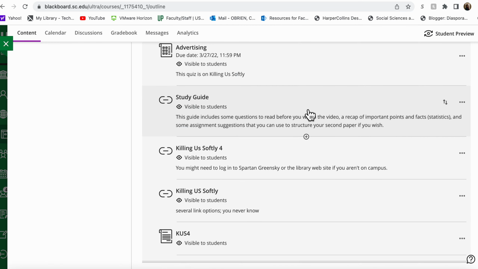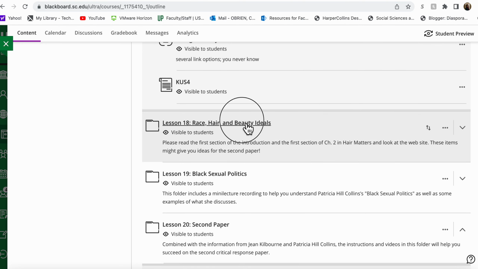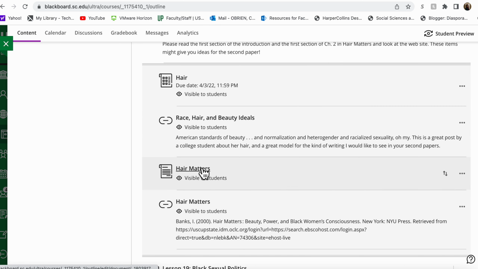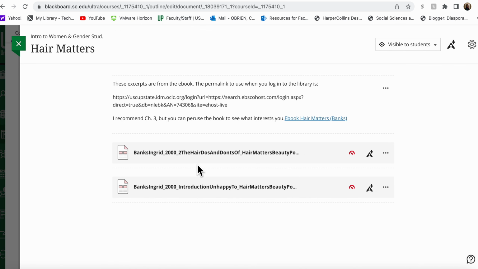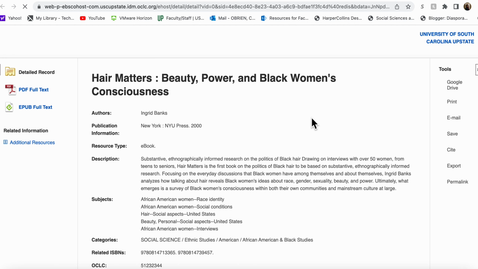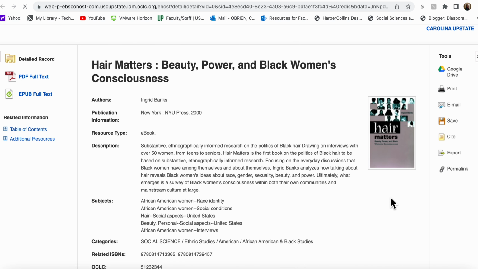The other materials, including materials about hair and beauty ideals, are also slightly tricky. There are problems, as you know, with the PDFs and downloading them sometimes. So if you want to, you can use any segment of Ingrid Banks' book that you would like. It is an ebook, and you can sign in and see the ebook fairly easily.